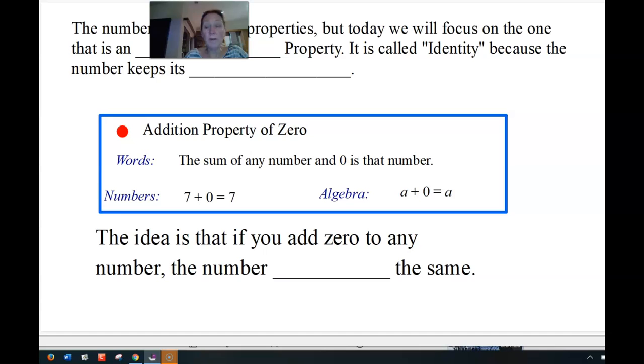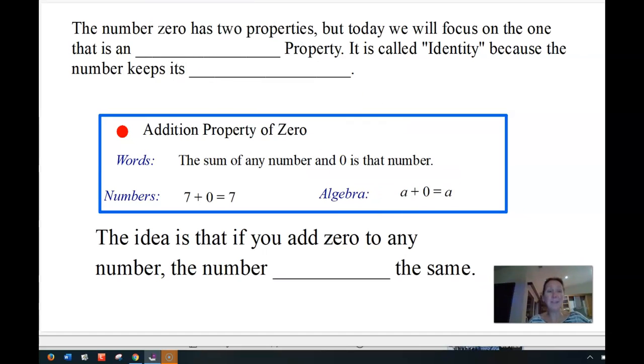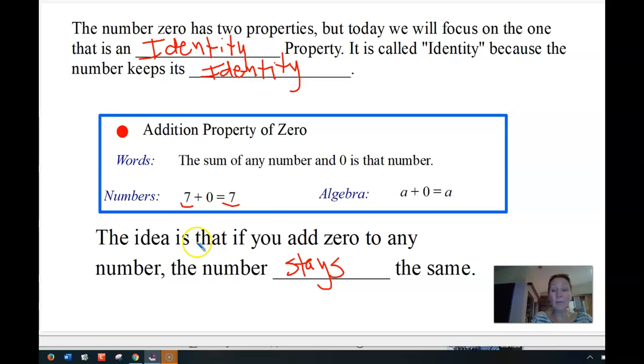Let's keep going. There's one more property that you're going to work on today. There's more properties than this, but this is what we're starting with. Okay, so we have the addition property of 0. So I want you to know that the number 0 has 2 properties, and today we're focusing on one that's called an identity property. It's called an identity property because the number keeps its identity, right? Your identity is who you are. That won't change. So the idea is that if you add 0 to any number, notice that the number stays the same. So here it is written with numbers, and here's algebra. If I start with A and I add 0 to it, I still have A. So that's the basic idea.